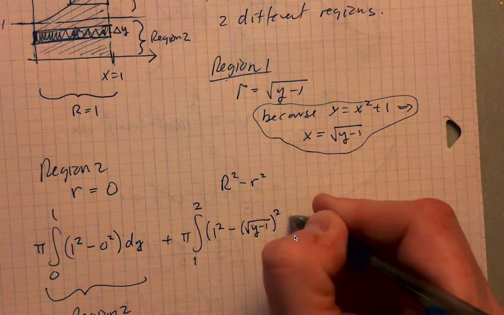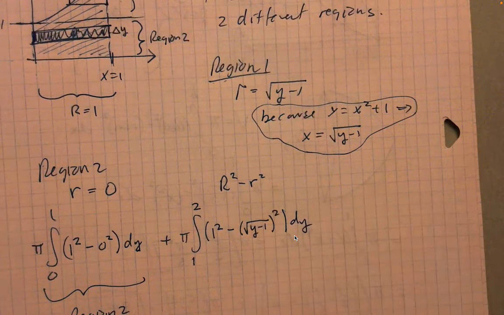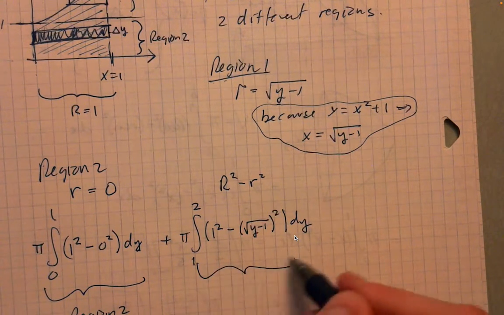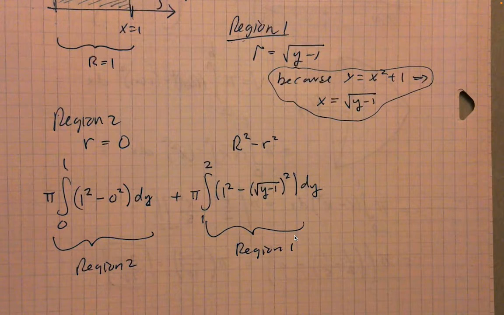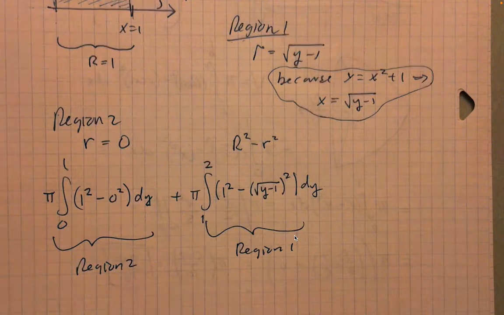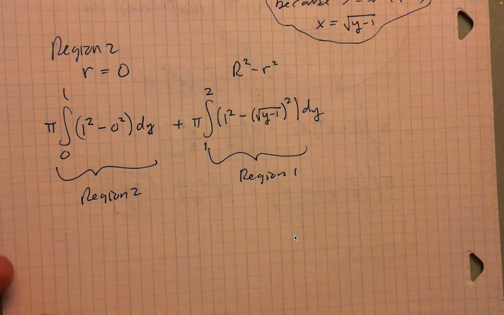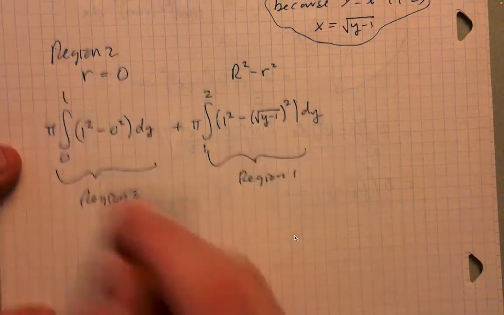Okay. There it is, right? So then this is the region 1 integral. Once we have those, it's a simple matter of just calculating these. Okay, so let me get a new sheet of paper here. Start fresh.